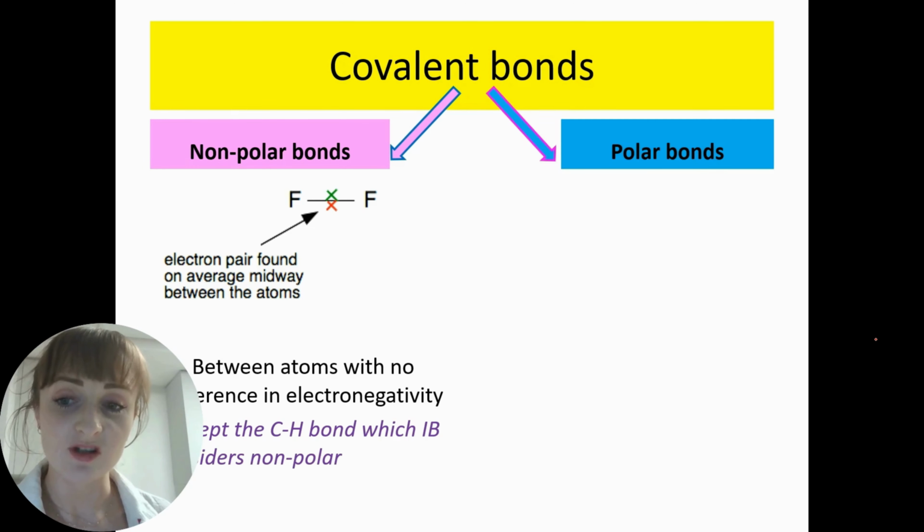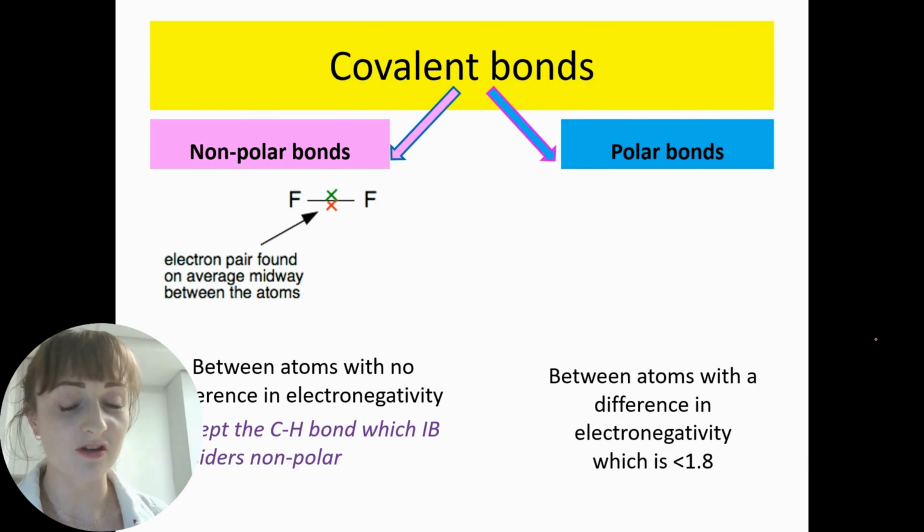Note that there's an exception to this. The carbon-hydrogen bond, which does show a small difference in electronegativity, is still considered nonpolar by the IB. Polar bonds are different. They occur between atoms which have a difference in electronegativity that is less than 1.8.